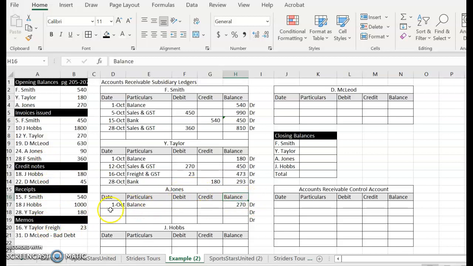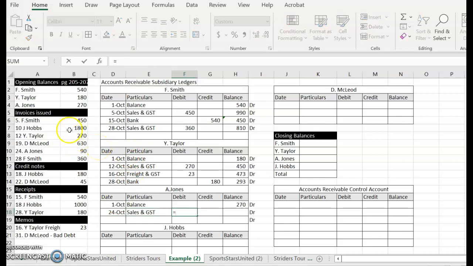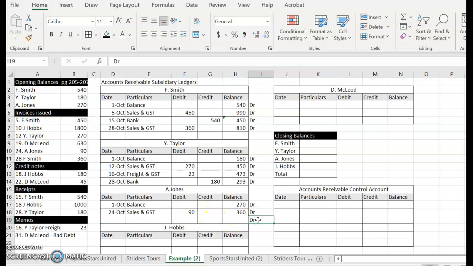A. Jones, got the opening balance here as well. If we look through, the 24th is a transaction, and that seems to be all. So write 24th. And that's sales and GST. That will increase how much they owe. I'm a bit worried they haven't paid off their opening balance here. We'd expect them to pay off the opening balance on the 20th of the month. So that's a bit of a concern. A. Jones, I can't see anything else. Nope. Good.